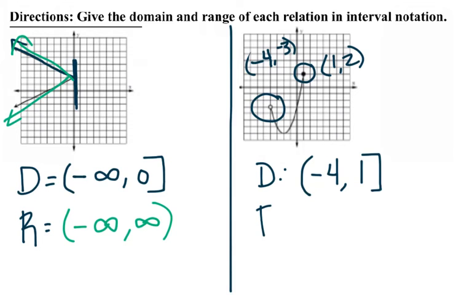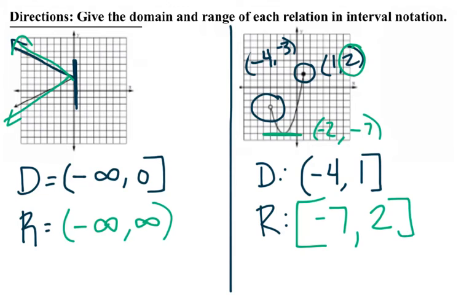Alright, when I talk about my range, I go all the way down here. That point is at negative 2, negative 7. So my lowest y-coordinate is negative 7. I'm going to put a bracket because it actually exists. My highest y-coordinate is 2. And I'm going to put a bracket because it actually exists right there.